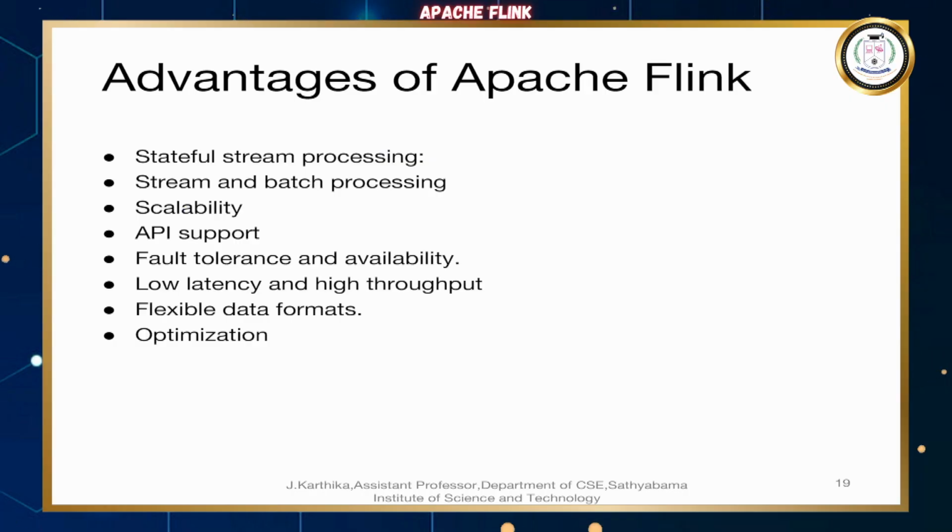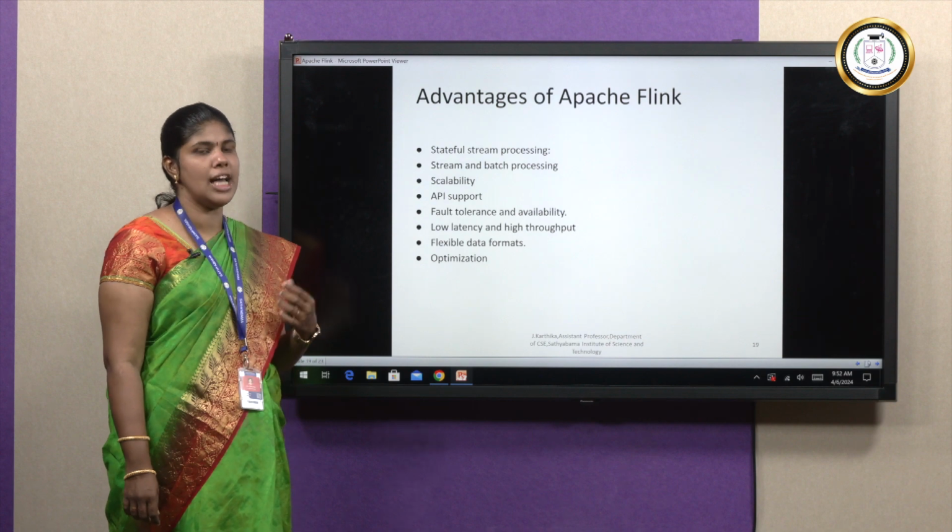So these are the advantages of Apache Flink: stateful stream processing, stream and batch processing, scalability, API support, fault tolerance and availability, low latency, high throughput, flexible data format and optimization. These are the benefits of using Apache Flink.